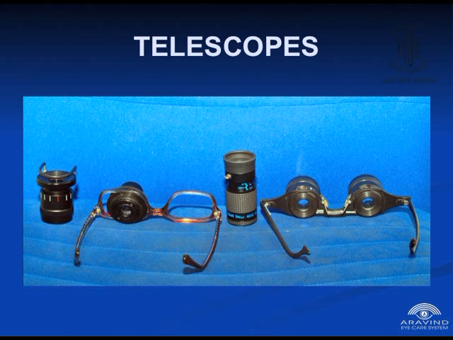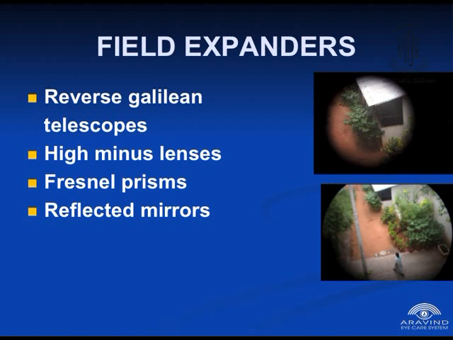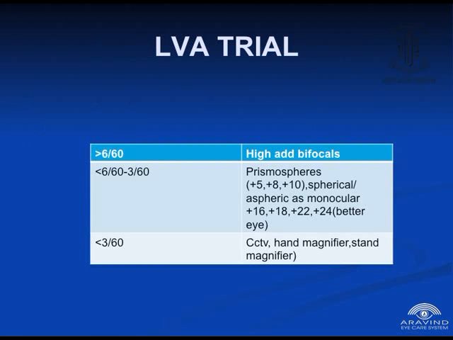Telescopes are not very useful for the glaucoma patient. Telescopes are usually for just spotting at a distance or for sedentary viewing. You can't give a telescope to a glaucoma patient and ask him to go around. Our low vision clinician was telling me he has very little success with field expanders, even Fresnel prisms for glaucoma patients. So this is typically an LVA trial.